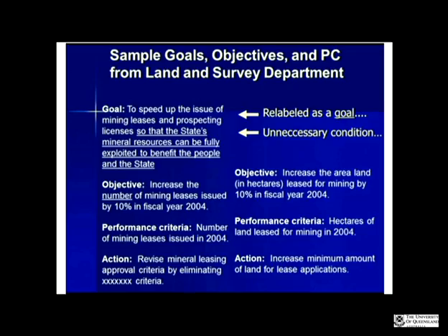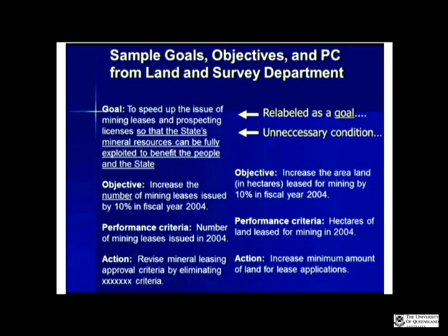So this second one is perhaps a little more comprehensive because you can look at the number of them and then you can also prioritise which ones are largest. But you can see under there that you're going to have very different performance criteria of hectares versus number of mining leases, and you're going to see that the action required is going to be different as well. So there you have the action on the left, revising mineral leasing approval criteria. So perhaps there's too many criteria and we can streamline it, or increasing the minimum amount of land for lease applications.